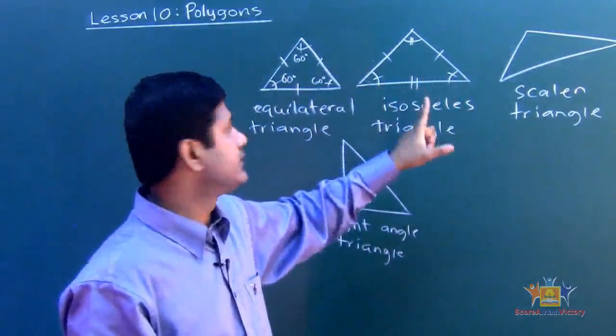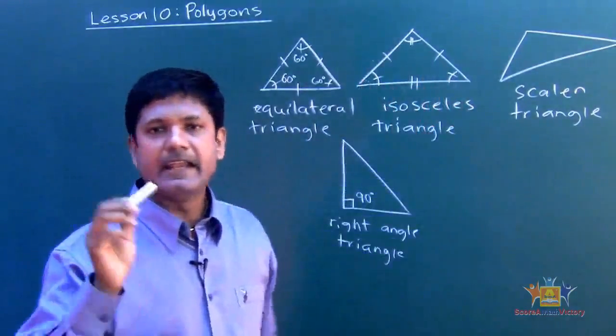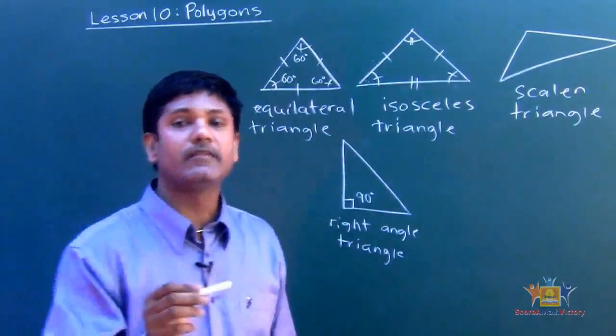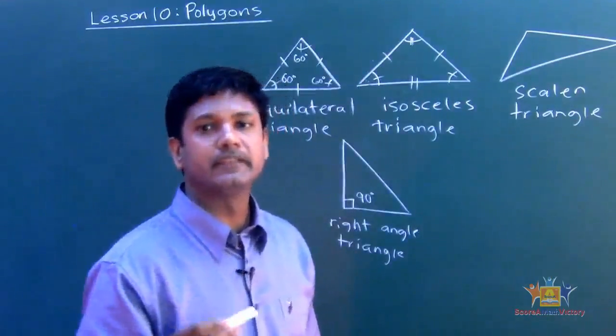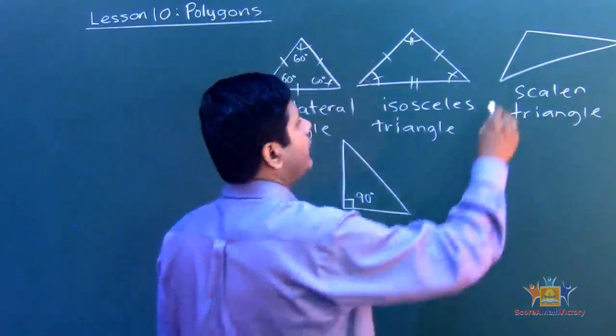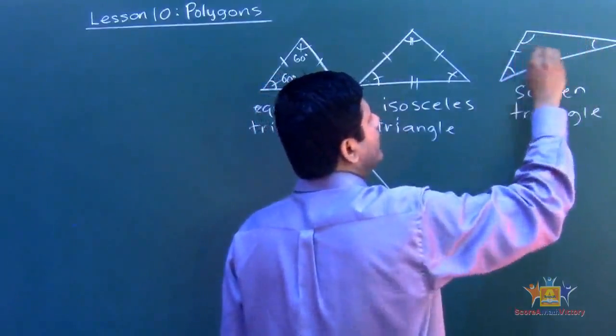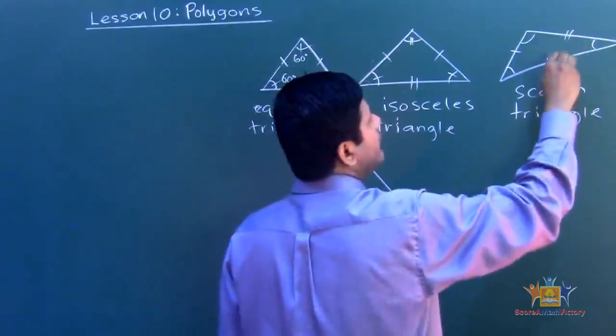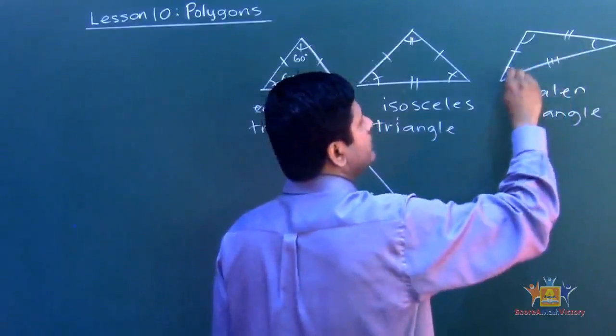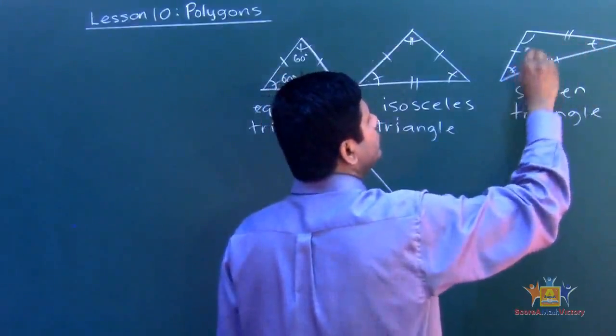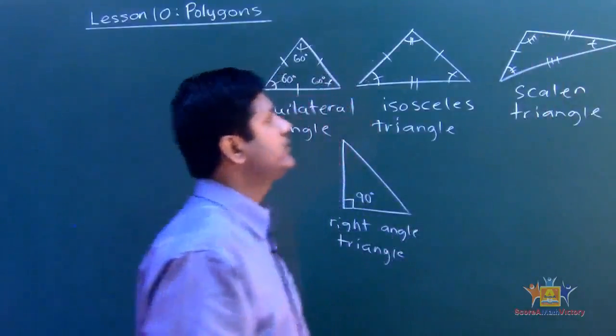For scalene, none of the lengths are the same and none of the angles are the same. They're all different. So in other words, I can put 1 line, 2 lines, and 3 lines. That means none of them are the same.